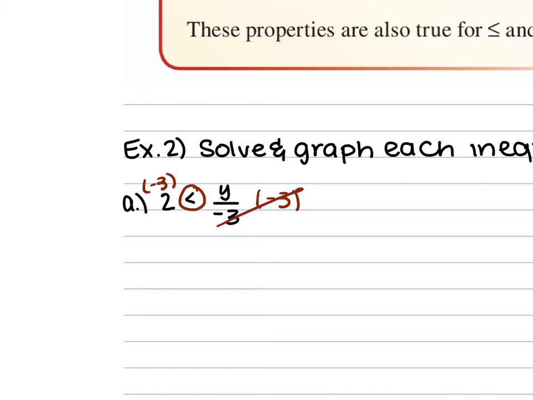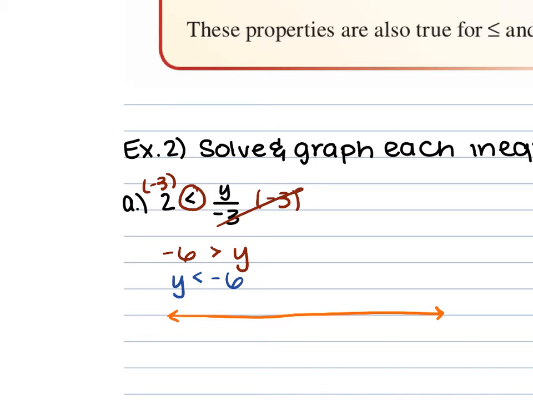So a negative 3 times 2 gives us negative 6. We flip the sign. The negative 3's on the right side cancel out, and we're just left with y. We're going to rewrite this to where our y comes first. Our sign is open to the negative 6, so it's going to stay open to negative 6. So y is less than negative 6.